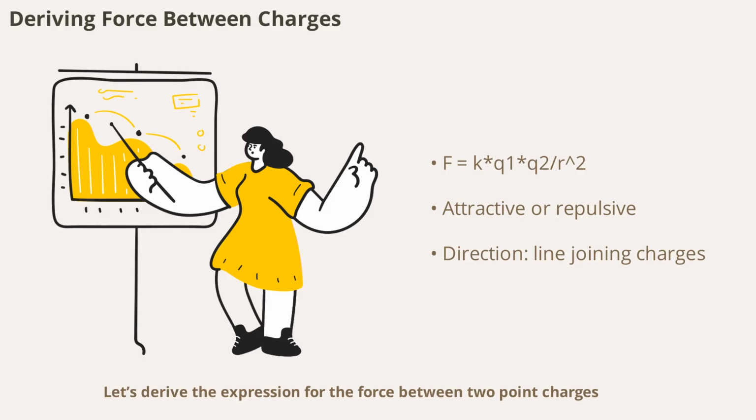Let's derive the expression for the force between two point charges. According to Coulomb's law, if two charges q1 and q2 are separated by a distance r, the force F between them is given by F equals k * q1 * q2 / r², where k is Coulomb's constant. This force is attractive if the charges are of opposite sign and repulsive if they are alike. The direction of the force is along the line joining the two charges. This derivation is fundamental for solving problems involving multiple charges and forms the basis for more advanced concepts.